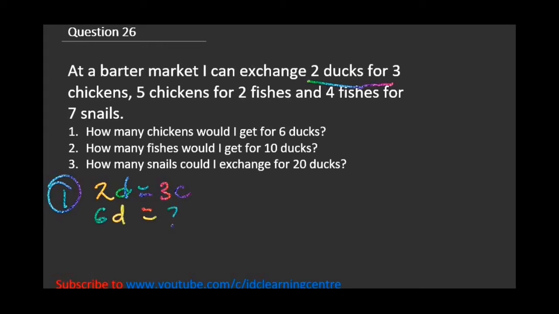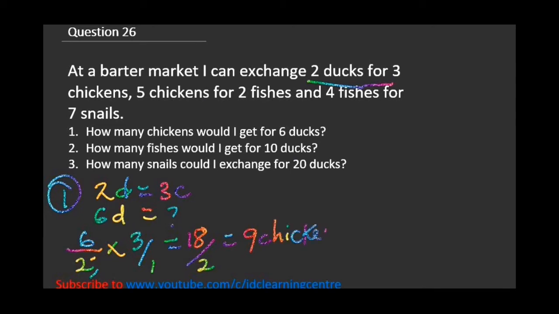We use proportion. If 2 ducks will give me 3 chickens, 6 ducks should give me more chickens than 2 ducks. If more, less, under. So the less, which is 2, will be under, 6 will be top, times 3 over 1. So 6 times 3 will give me 18. 18 divided by 2 is 9. How many chickens will I get? 9 chickens. B. So this is 9.